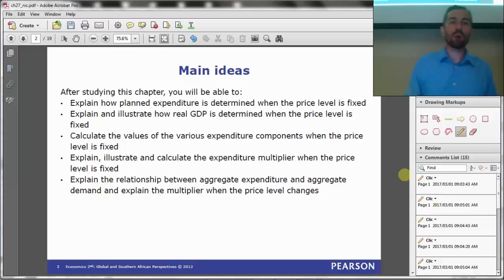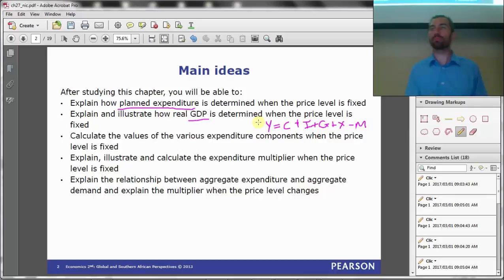So what are our objectives in this chapter? We're going to introduce a distinction between planned expenditure and show how that's related to GDP. Again, price level is fixed. It's a short run model. Then it says calculate the values of the various expenditure components. That basically just means when we had our equation Y equals C plus I plus G plus X minus M, in this chapter we're going to work out what happens to Y when we change these various values.